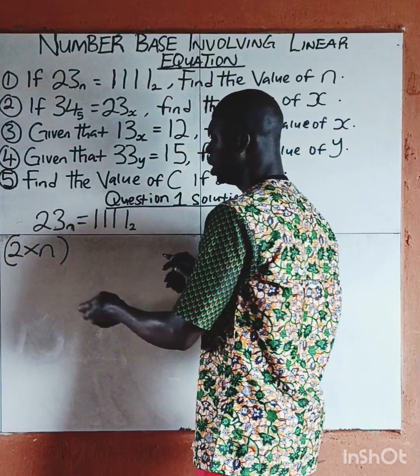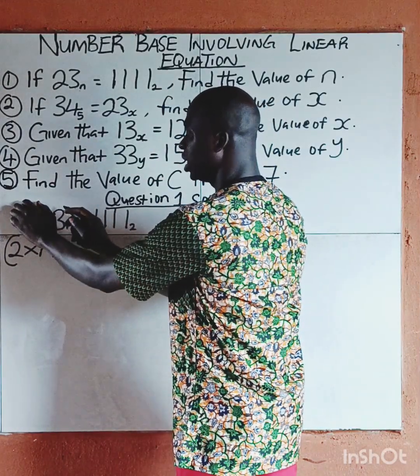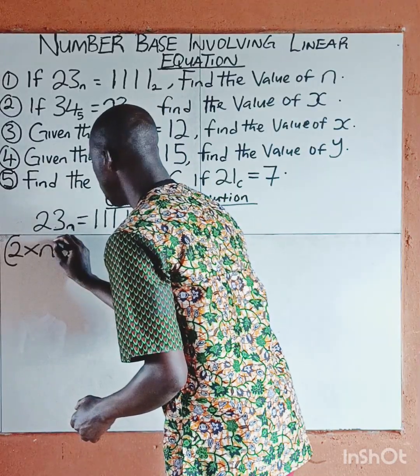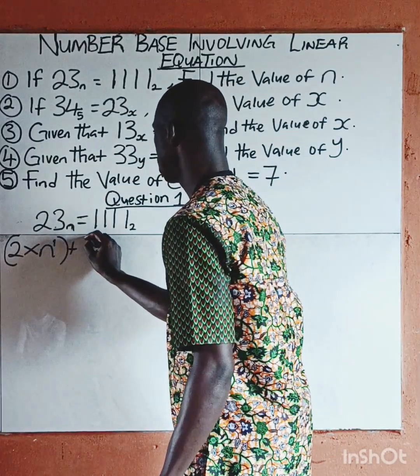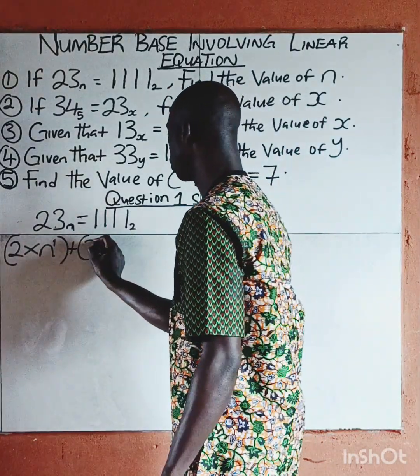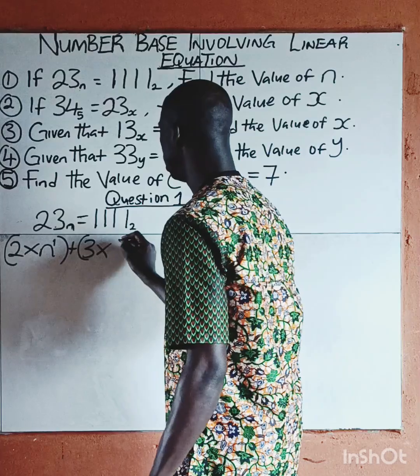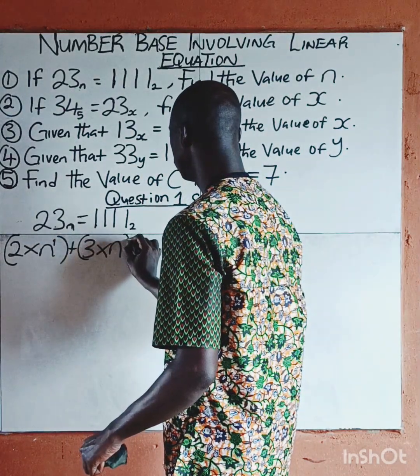Now, if I close these 2, how many digits do you see left here? Just this 3, only 1 digit. So you say n raised to the power of 1. Plus, I'll put another bracket again. What is the next digit? 3. I'm going to write the 3 right here. Multiply by, what is my base? My base is n.